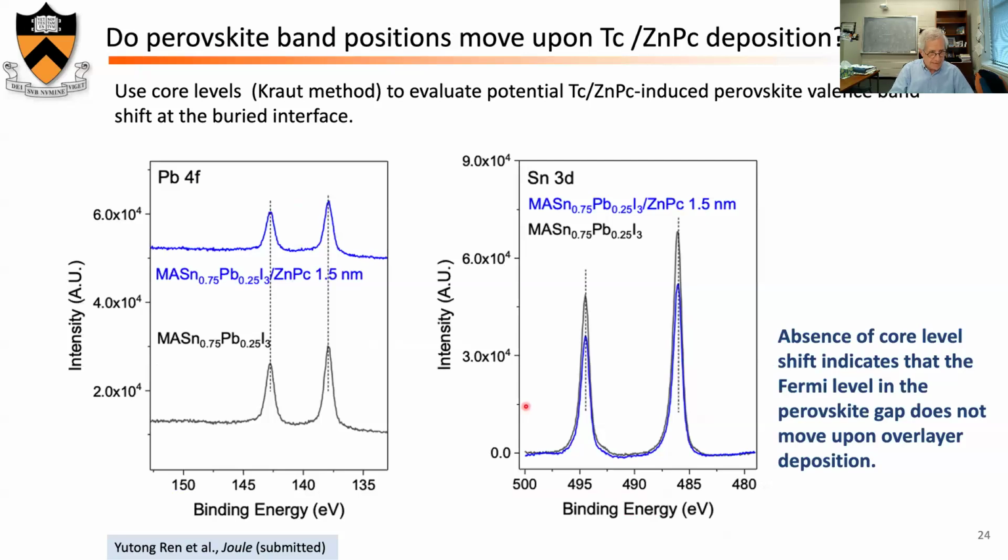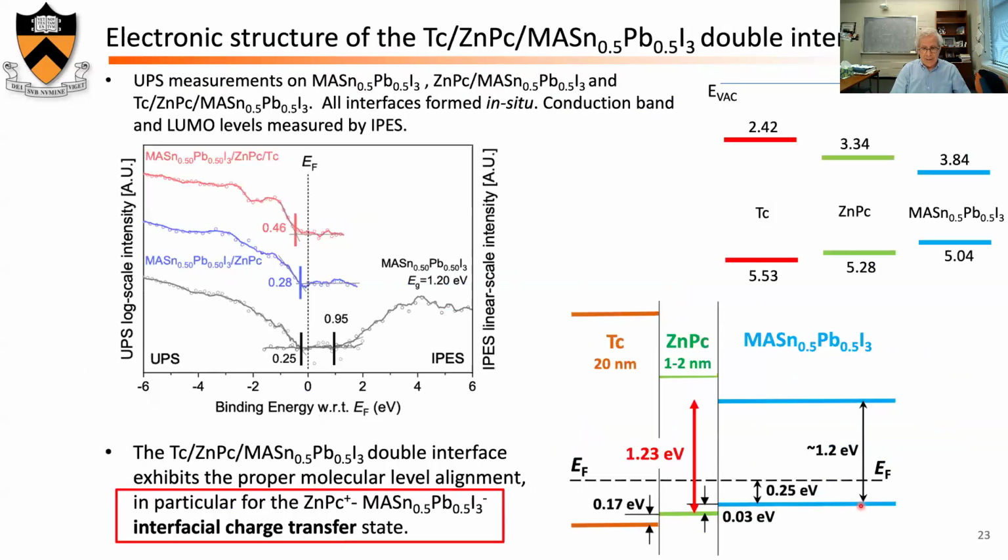And here, looking at the core level energies as a function of the position of the zinc PC, we see absolutely no shift. So the absence of core level shift indicates the Fermi level in the perovskite does not move upon overlayer deposition. In other words, the electronic structure that I show you here seems to be really solid.